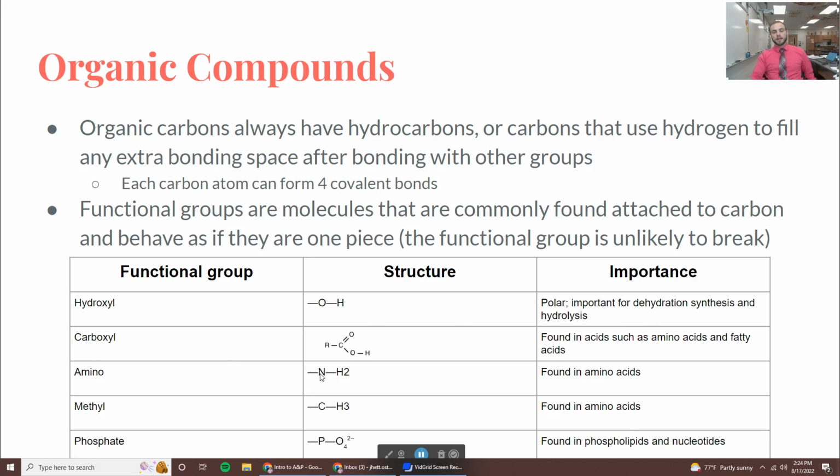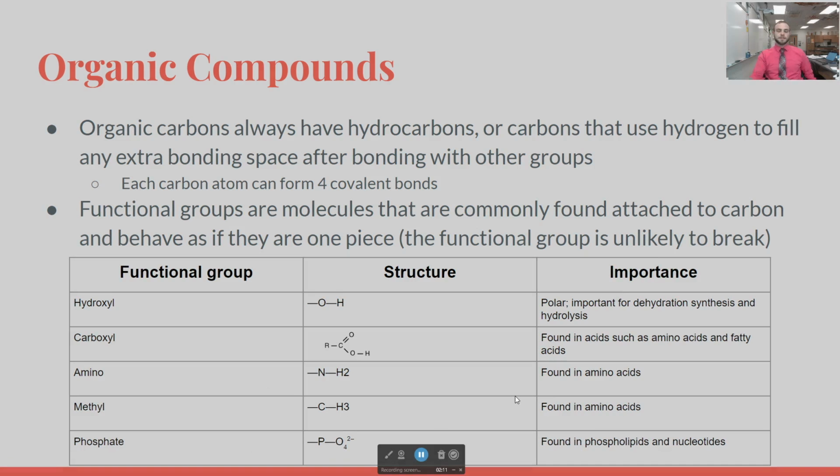Amino groups are going to be anything with an NH2. Usually you're going to have your carbon over here attached to the nitrogen on this end here. You're going to find those in amino acids. Methyl groups are just a CH3, one of the most basic groups you can have. It's going to be found in amino acids. And then your phosphate groups are PO4 2-, which we're going to see in phospholipids and nucleotides.